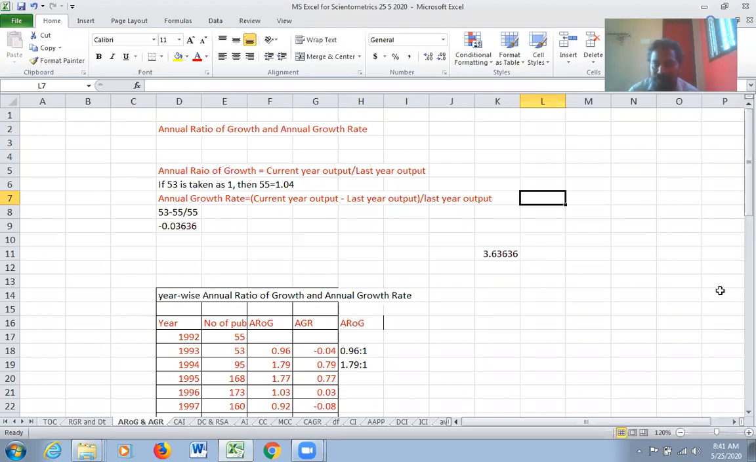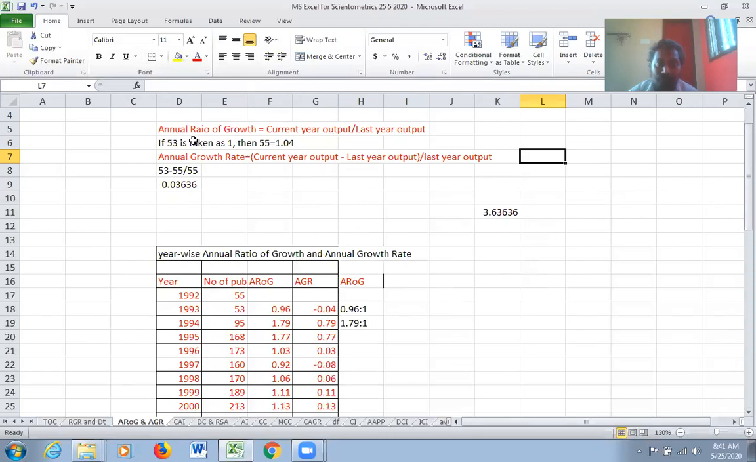Before I proceed, I would like to seek your apology because there is a small correction or error in the calculation of annual ratio of growth and annual growth rate, which I found out. So you just forget about whatever we discussed in the last session, and you take into account this formula for calculating annual ratio of growth and annual growth rate. The formula for annual ratio of growth is current year output divided by last year output.